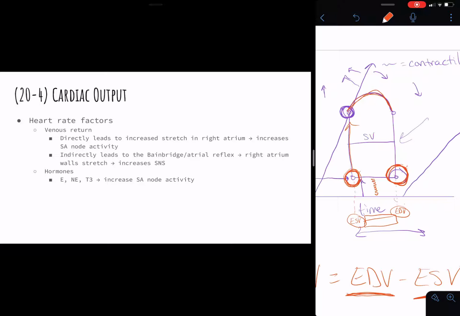We call this the Bainbridge atrial reflex, where the right atrium wall stretches. This increases sympathetics and thus increases heart rate. Thus you increase blood pressure because you're moving blood a little bit faster.